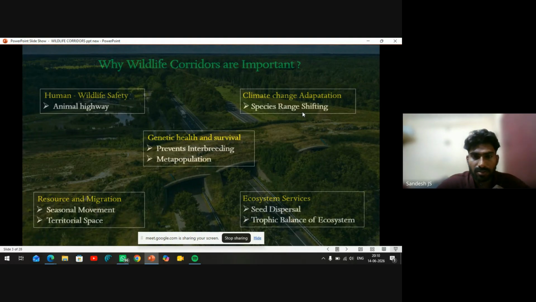So when we construct a highway in the pathway, how can they move? They don't know if there is a highway or if a vehicle is passing. They rely on shared knowledge for their locomotion, and they are guided by their matriarch, the older female in the herd. They have inherited this knowledge from their previous ancestors, so they keep following their path.